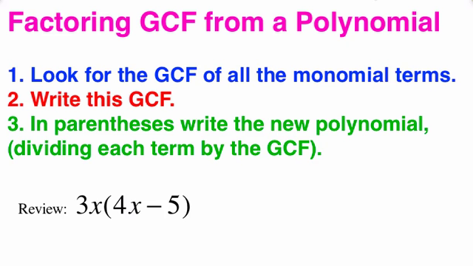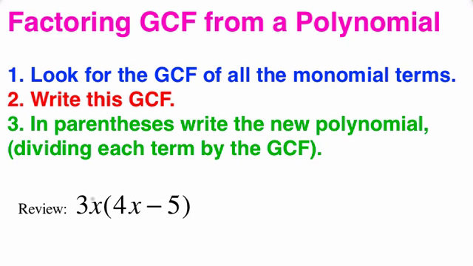Hello, in this video we're going to learn how to find the GCF of a polynomial, specifically factoring out the GCF. We have a couple quick steps. One is we look for the GCF of all the monomial terms. We're going to write down this GCF, and then we're going to literally factor it out. So in parentheses we're going to write the new polynomial, dividing each term by the GCF.